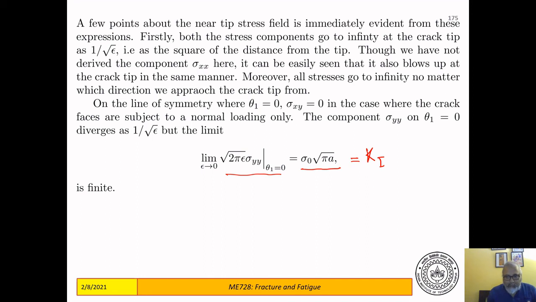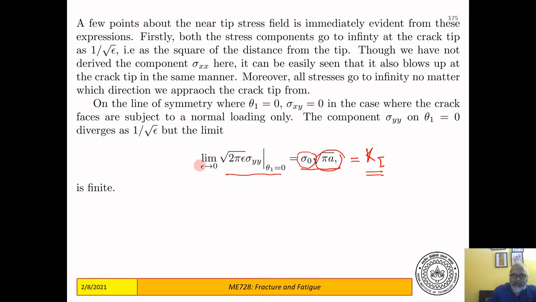where you have a crack of length 2a in the center of a plate which is infinite, and you are pressurizing the face of the crack with a normal pressure sigma naught. So K1, as I said, carries information about the load that you have applied, which is the pressure on the crack face, the crack geometry, and you have a value of K1 for this particular problem.